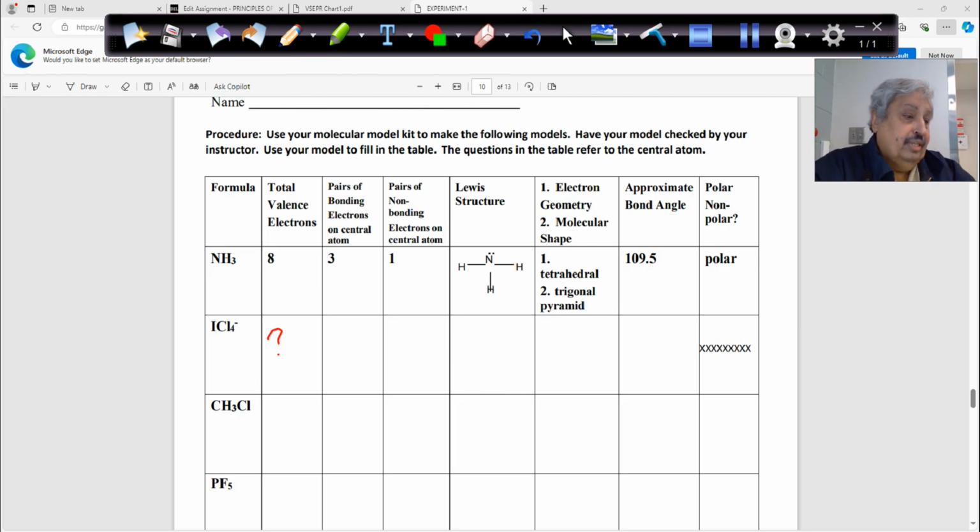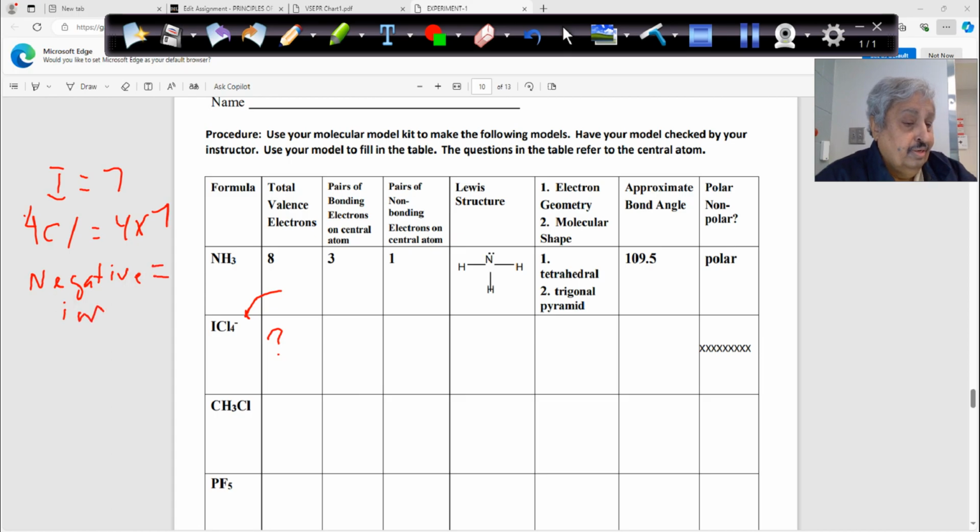Well, it turns out the iodine valence electron is 7. Chlorine, for 4 of them, is 4 multiplied by 7. And then you have a negative ion, which should be added. If it's positive, it has to be subtracted. Negative ion means plus 1. It's minus 1, correct? So it's plus 1. So you have 7, 28, and plus 1. The sum is 36 valence electrons.